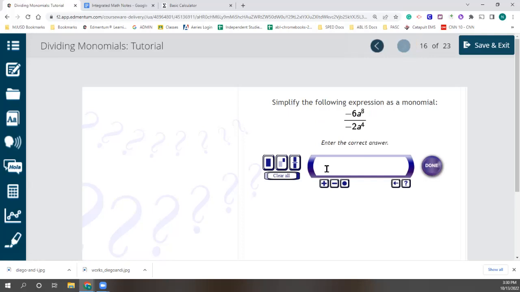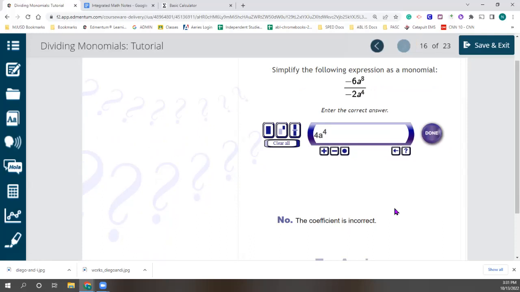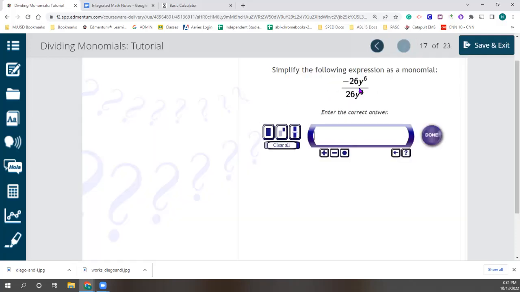6 divided by 2 with negative divided by a negative is a positive. The answer is 4. 8 minus 4 is going to be exponent 4. Done. No, the coefficient is incorrect. All right. -6 divided by -2, that's 3. 6 divided by 2 is 3. I did subtraction. Oops. There we go. I got it right that time. Okay. I need to stop the recording and pick it up from another spot. So this is going to be spot number 1.